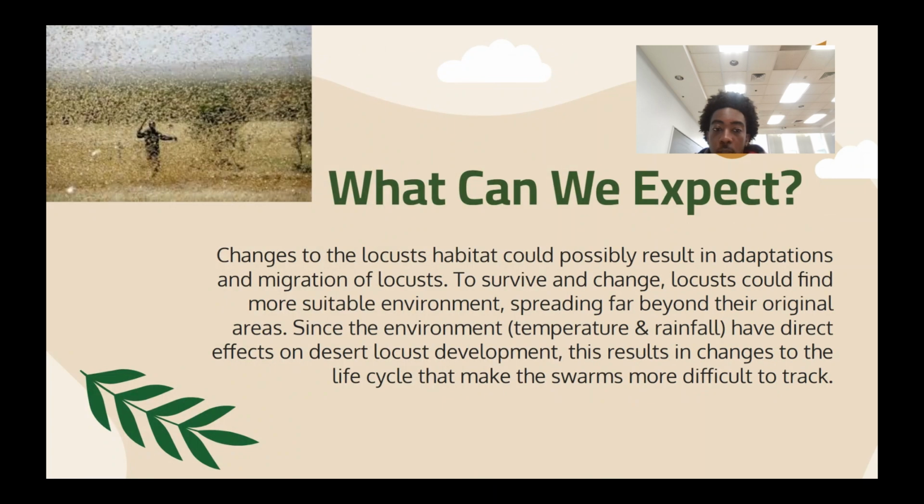So what can we expect? Altering the locust habitat could possibly result in adaptations and migrations of the locust. In order to survive and change, locusts could find more suitable environments in which they can thrive, thus spreading far beyond their original habitats. Since temperature and rainfall have direct effects on desert locust development, this results in changes to the life cycle that make the swarms more difficult to track.